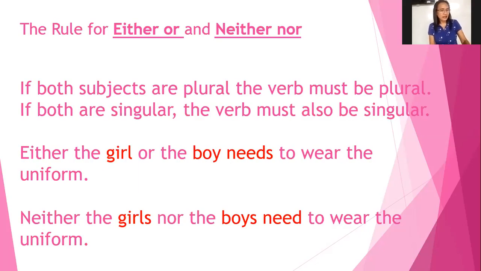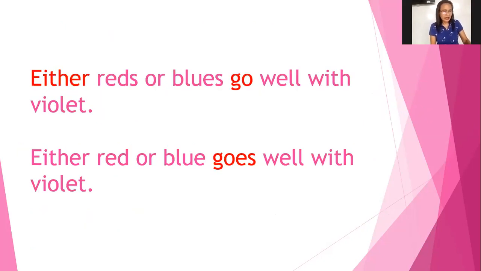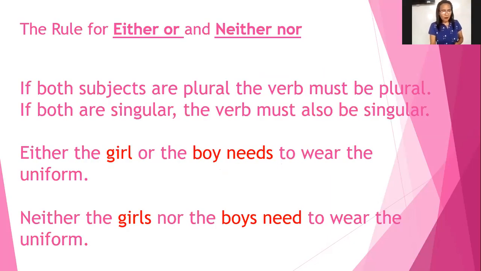However, if both are plural, like reds is plural and blues is also plural, we have to use a plural verb. If both are singular, like this one, red and blue, the ones being connected by the conjunction or, we have to use the singular form of the verb. If both are singular, the verb must also be singular, like what we have here.